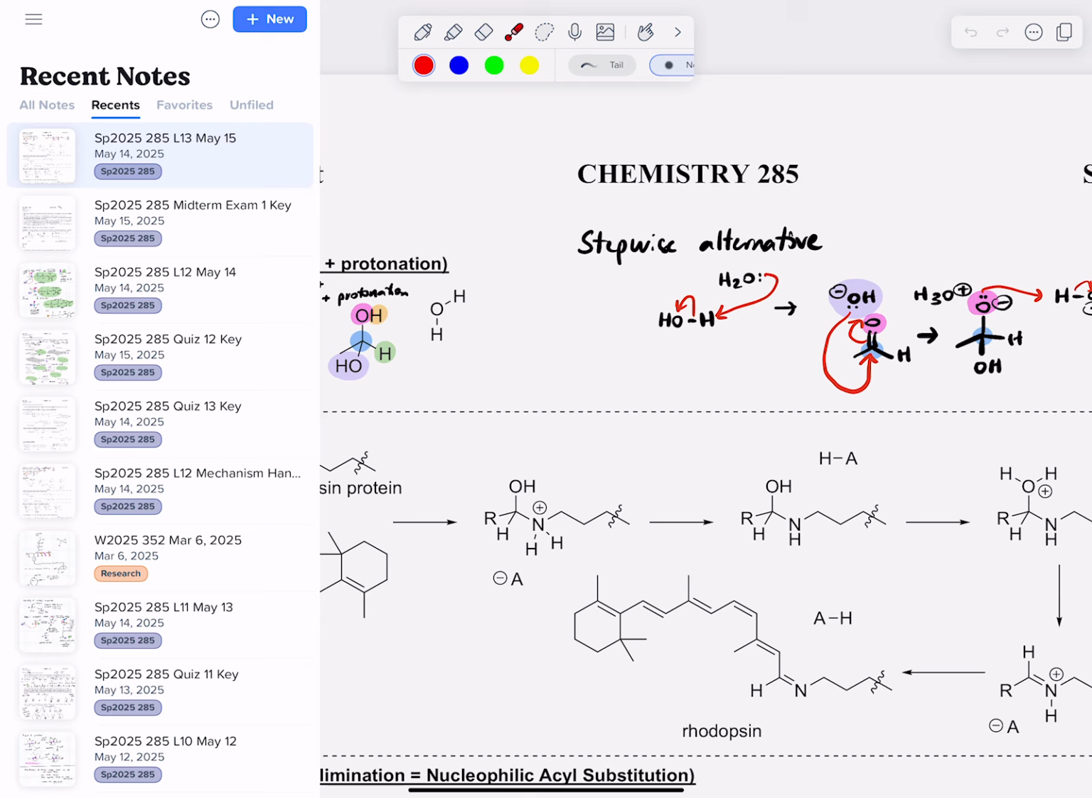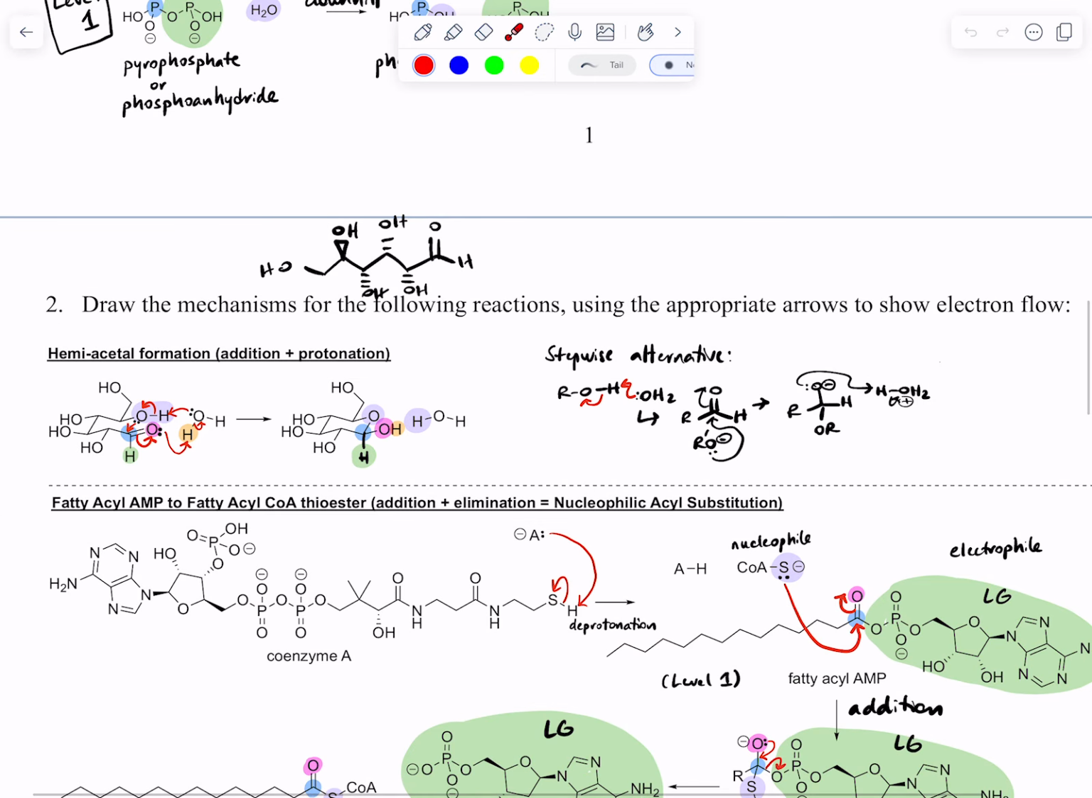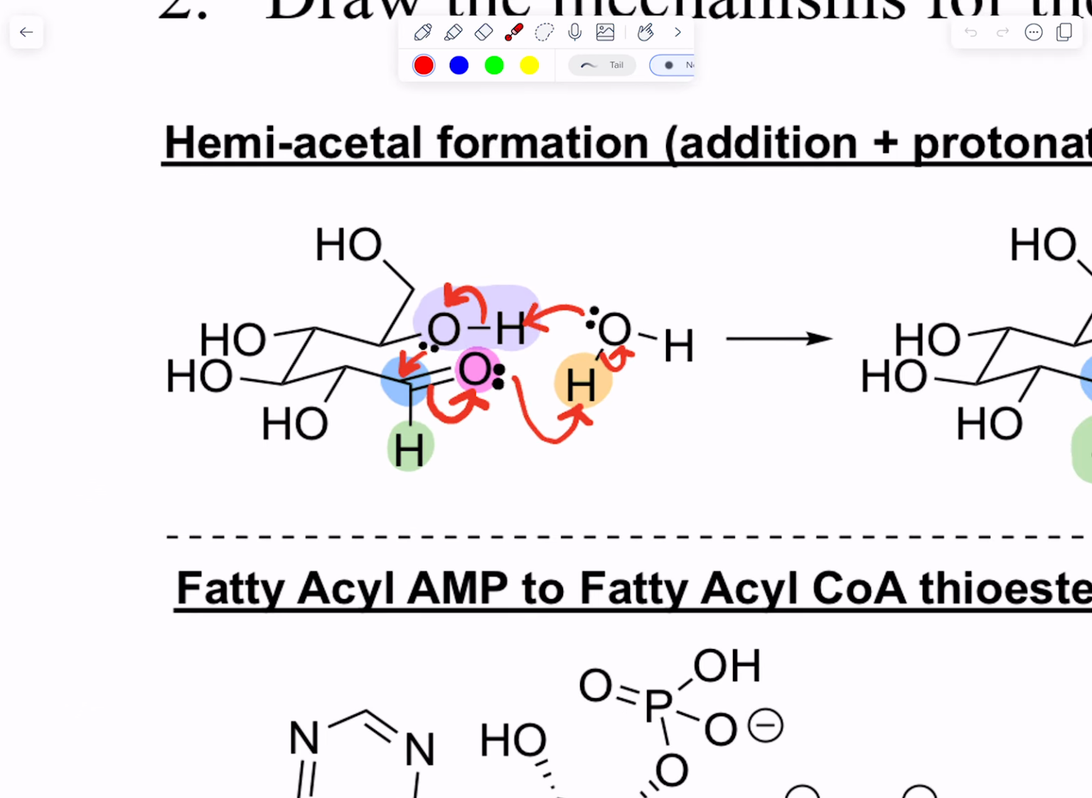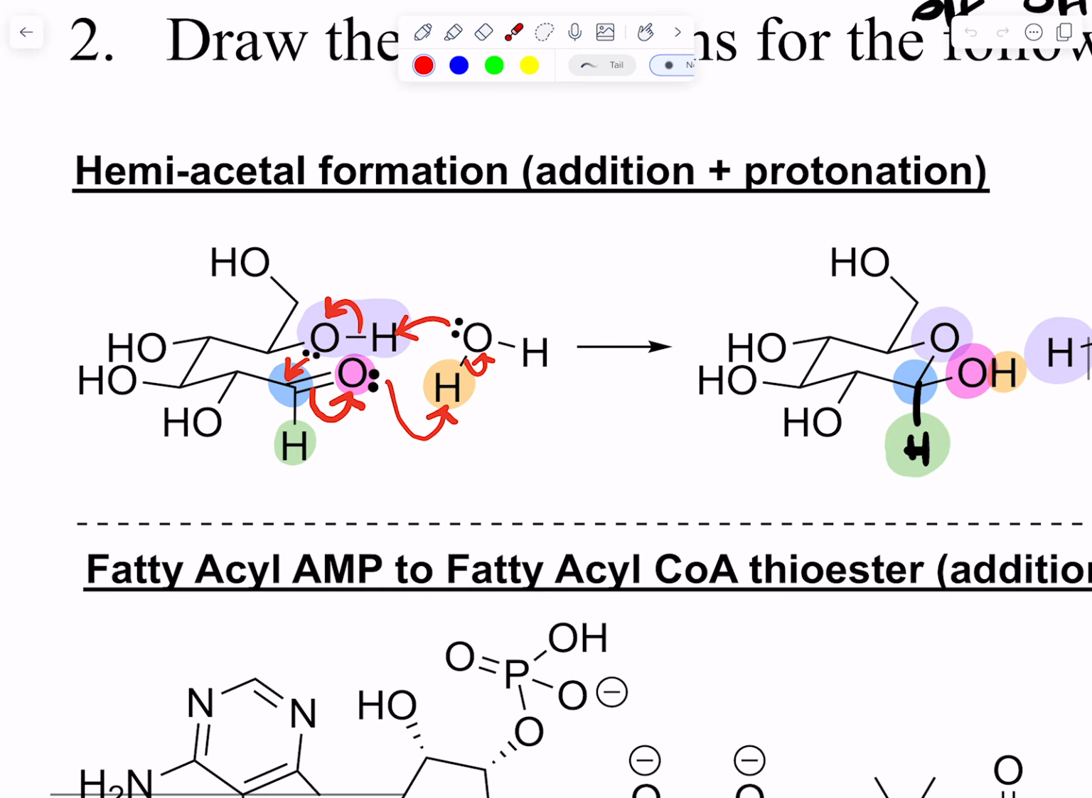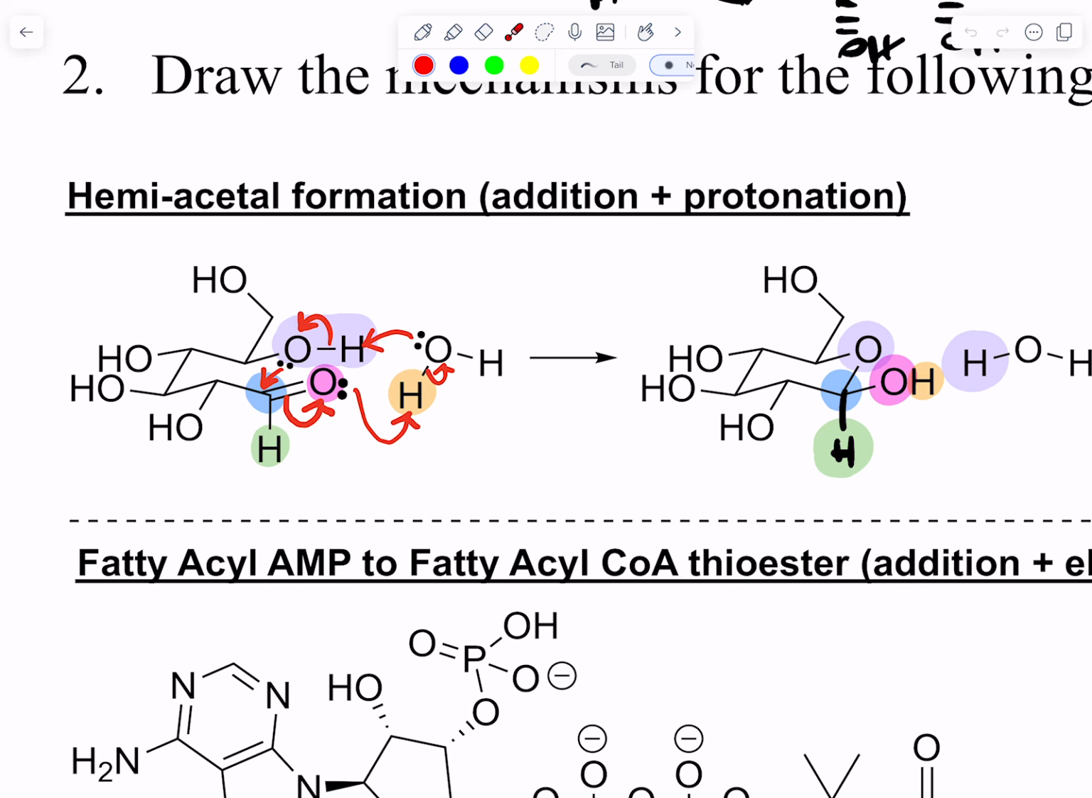The illustration of that kind of mechanism came in your quiz 12, where we started with this aldehyde, which happens to be a carbohydrate. And in the product, you can see that the alcohol oxygen has formed a bond with the carbonyl carbon. And what used to be the carbonyl is now an OH group. So you can tell that this involved addition of a nucleophile to the carbonyl carbon.